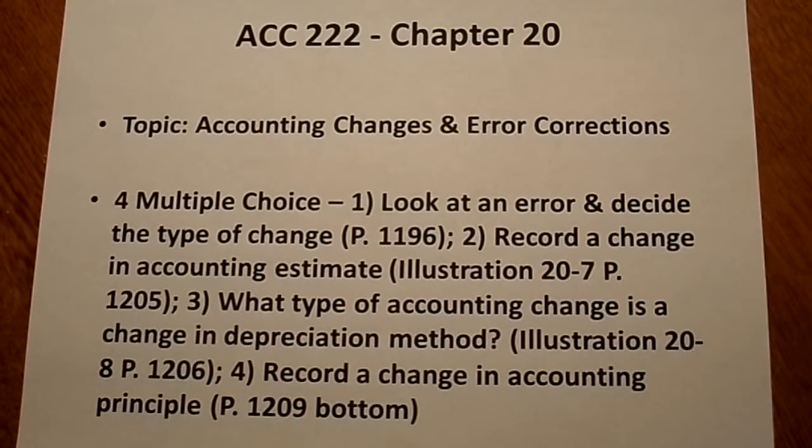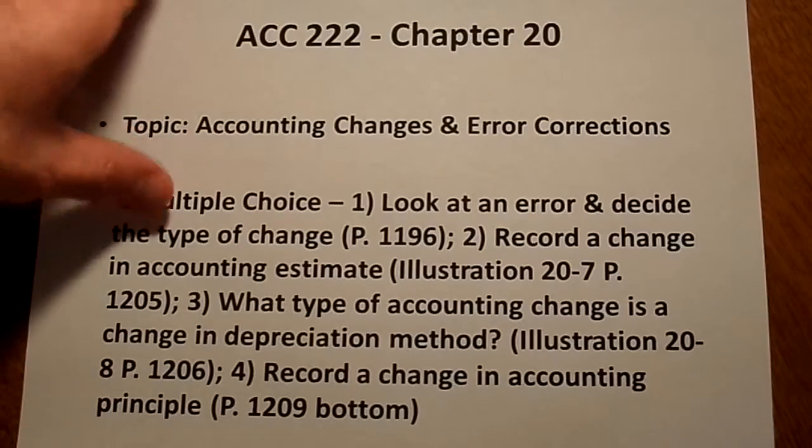In Chapter 20, we're dealing with accounting changes and error corrections. And here, there are 4 multiple choice questions, no problems. So one would be, look for an error and decide what type of change it is. Is it a change in estimate or principle, for example? One is to record a change in accounting estimate. One of the multiple choice questions will have you trying to determine what type of change a change in depreciation method is, and I've referred you to an illustration here. And then you're going to have to record a change in accounting principle.